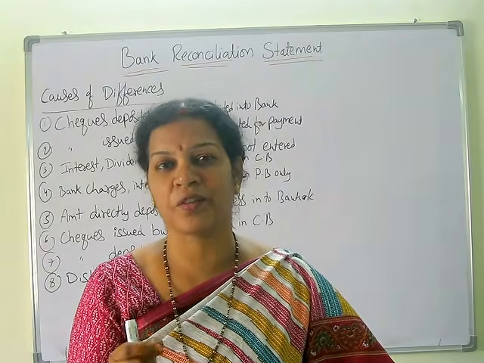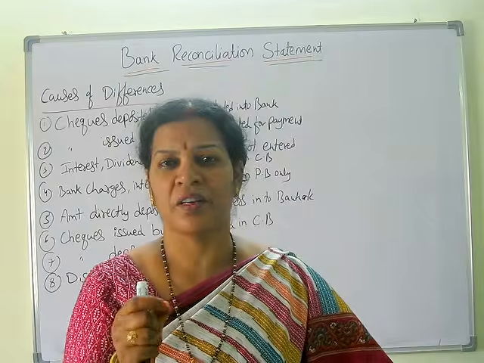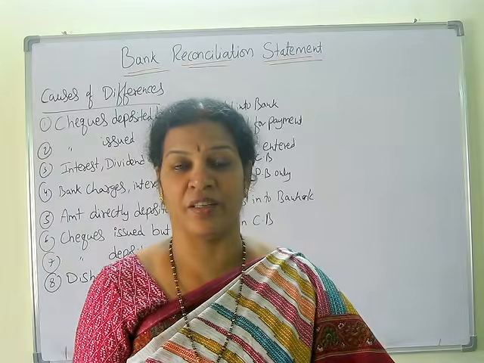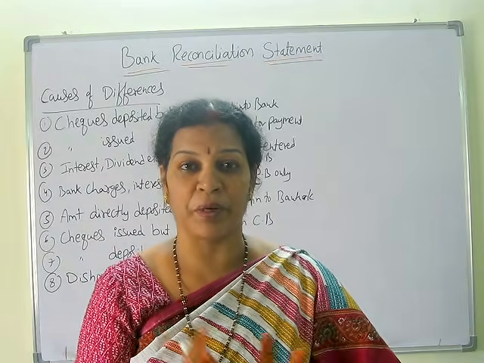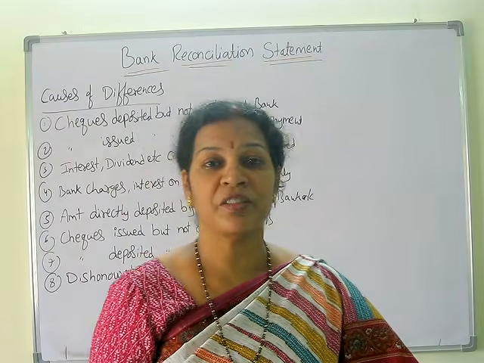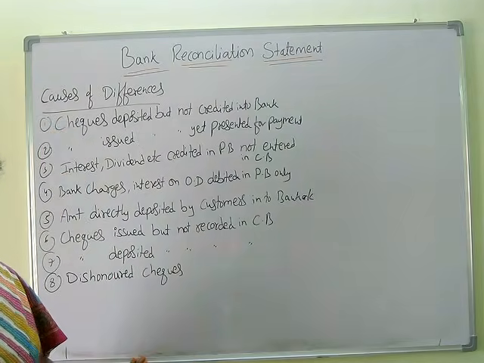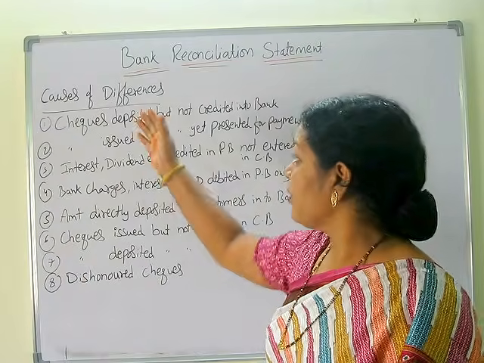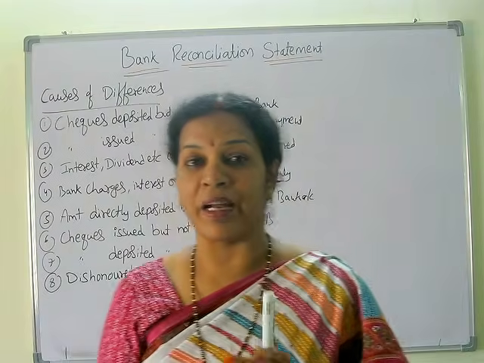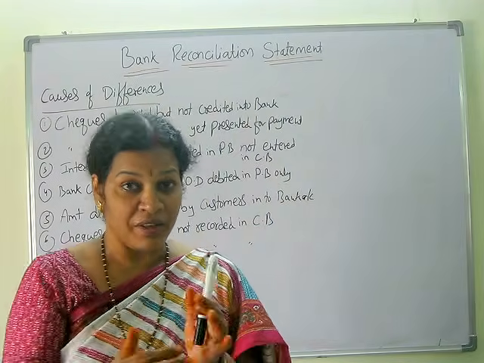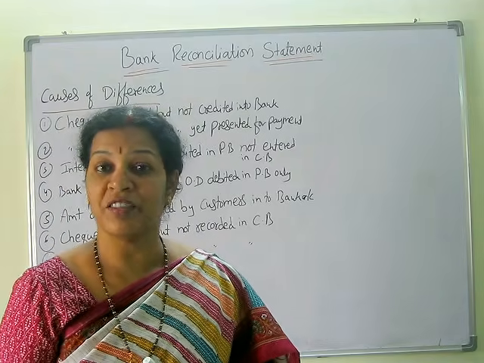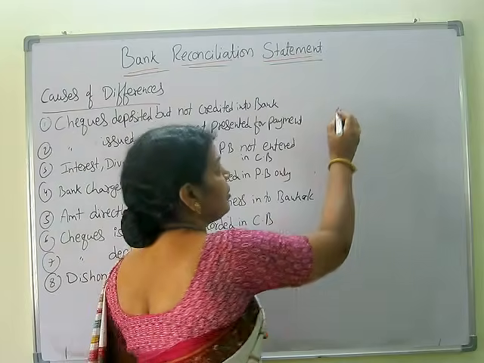If you understand this concept, with just 10 minutes of focus and concentration, you will understand BRS very easily. Why do we get the differences between cash book and passbook? Based on this, we are going to work out a lot of problems. Now the differences you will get because of these reasons. There are a total of 8 reasons. The first one is checks deposited but not credited into the bank. We are depositing, we got some checks that are deposited into the bank. When it is deposited into the bank, what do we write? We'll do this.